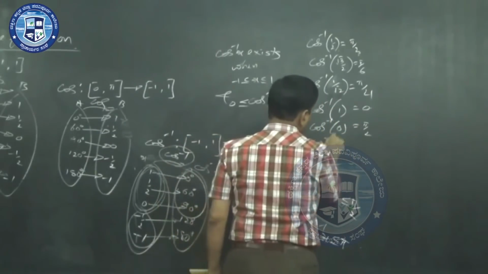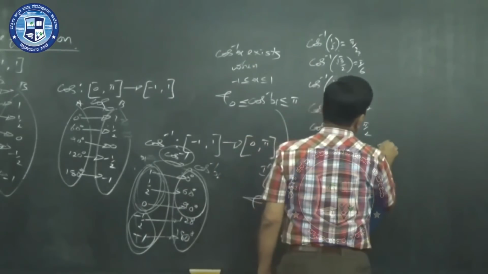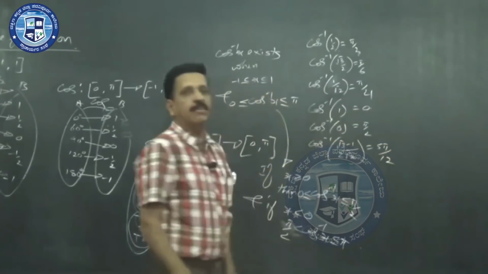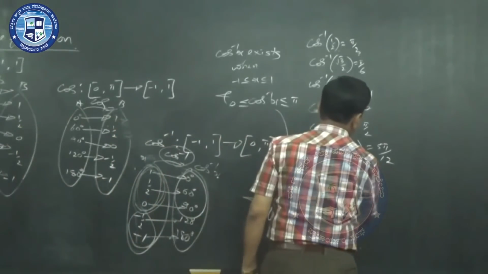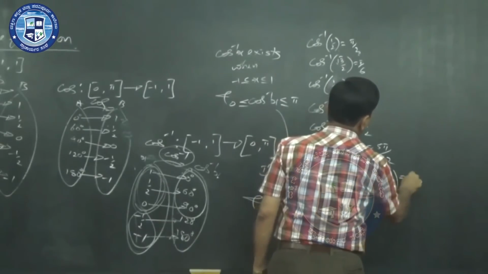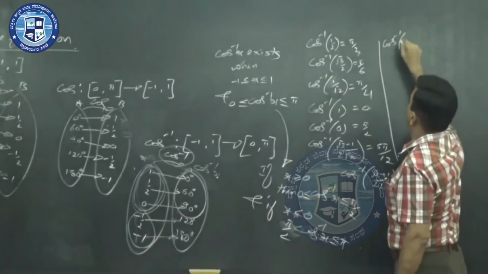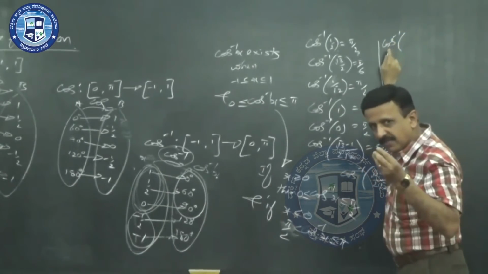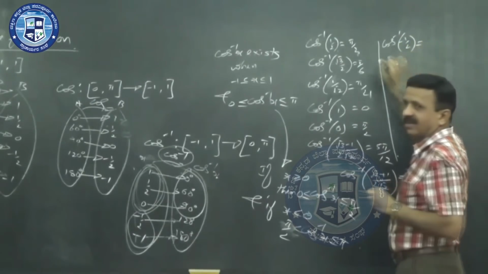Next, cos inverse of root 3 minus 1 by 2 root 2 is equal to 5 pi by 12. Cos 75 is root 3 minus 1 by 2 root 2. Similarly, we have cos inverse of root 3 plus 1 divided by 2 root 2, that's equal to pi by 12. Then let us take negative in cos inverse x. When x becomes negative, what happens? We'll see. Cos inverse of minus half. How much?